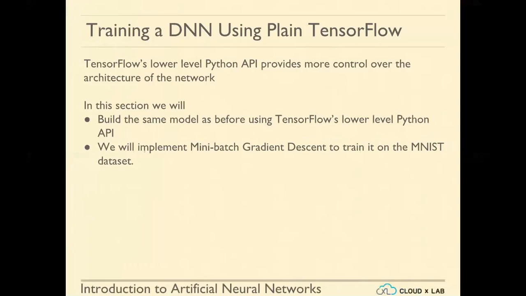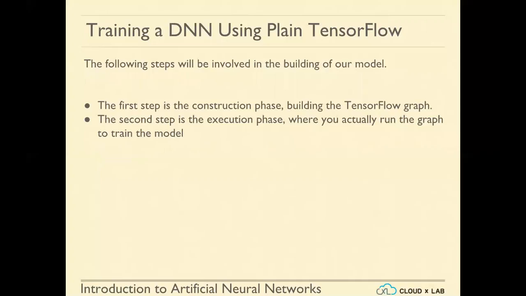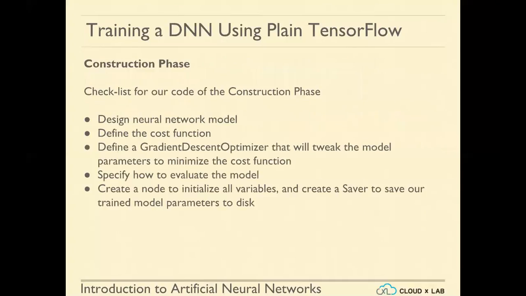All right, so now we will implement gradient descent to train on the MNIST dataset, and we will use TensorFlow's low-level API to get the work done. If we are using some API, we should actually know how it's doing things under the hood. So the following steps will be involved. The first step is the construction phase, where we create the TensorFlow graph. The second step is the execution phase, when we actually run the graph to train the model.